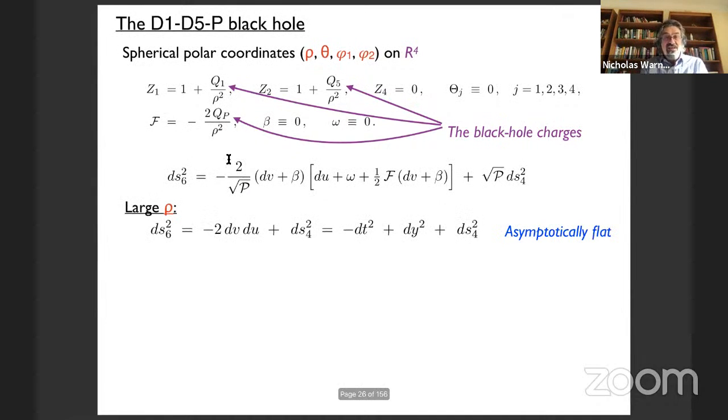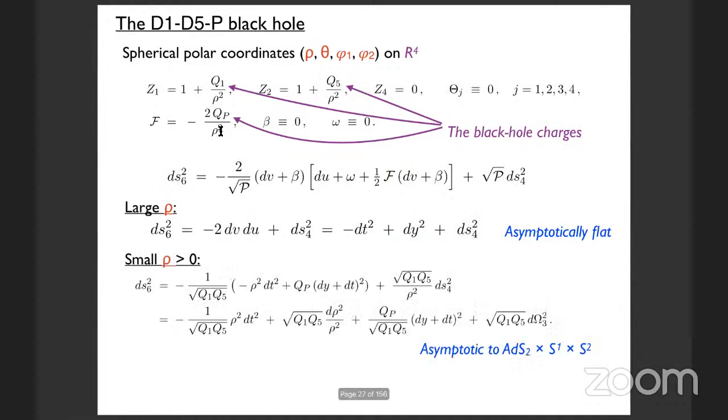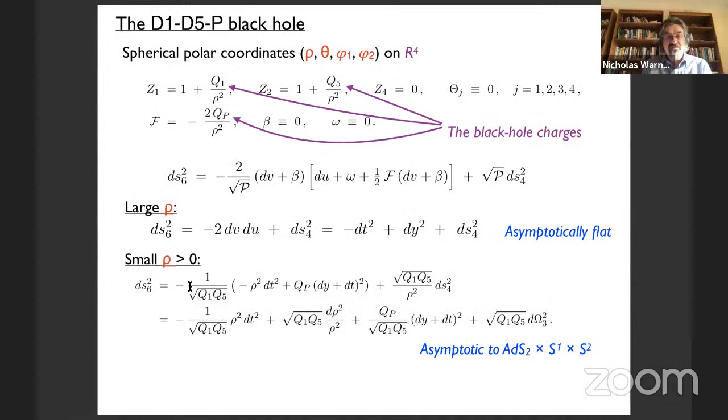Now in the metric, as I said, if you look at large rho, then this drops away and the Z's go to 1 and you get this asymptotically flat structure as promised. But if you look at small rho, then these terms, the Q_P over rho, dominate, and everything goes as rho to the -2. And so therefore, you get precisely what I promised before, that basically you get a rho squared dt squared, or rho squared du dv, and since I've got a Q_P in here, there is some mixing of the dy and dt, and then there's a d rho squared over rho squared.